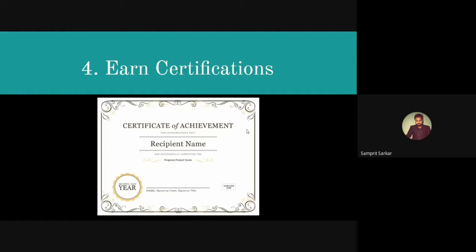Go for those institutes that take a proper exam, where getting the certificate is not easy. Go for such institutes, because their certificates will be valuable, and you have to learn the skills to actually earn the certificate. So earn the certificate, not just buy the certificate. Make sure you are earning your certificate properly.